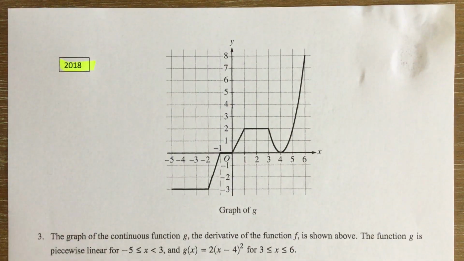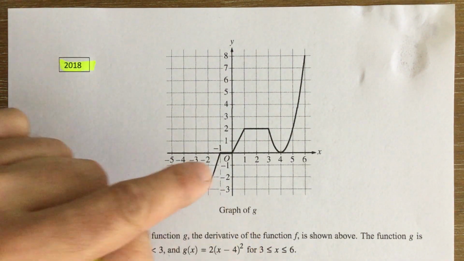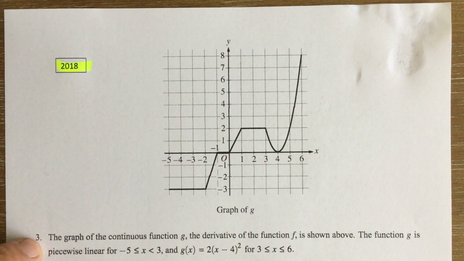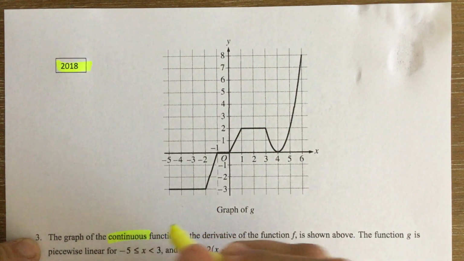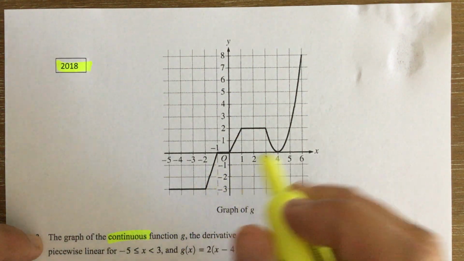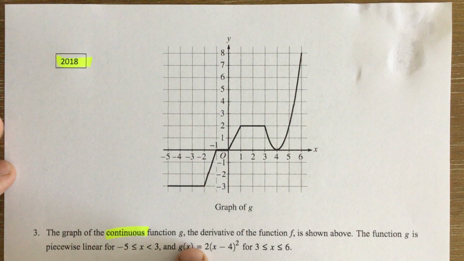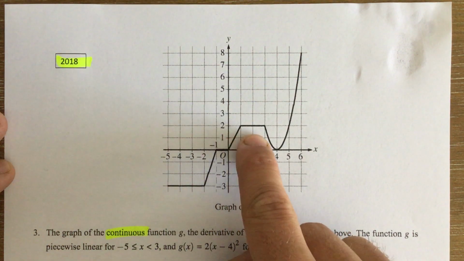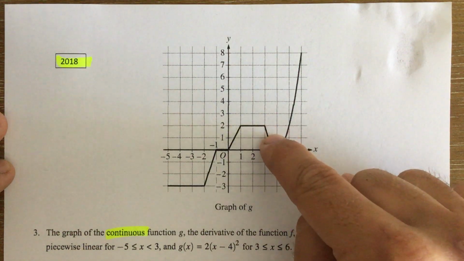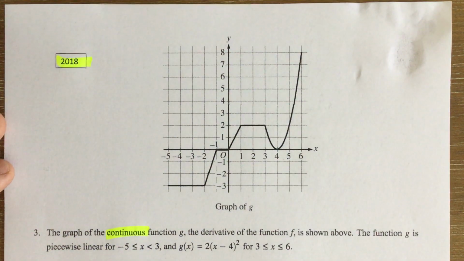This is more of a classic fancy graph problem where they have it at the top, and let's go ahead and read through it. So it says graph of g. This is a graph of g, obviously, the graph of the continuous function g. They're saying continuous, which means we can take derivatives, possibly we can integrate, all that kind of stuff. We also have access to theorems and things. The derivative of the function f is shown above. The function g is piecewise linear from there to 3, and then all of a sudden it becomes a parabola from 3 all the way to 6.